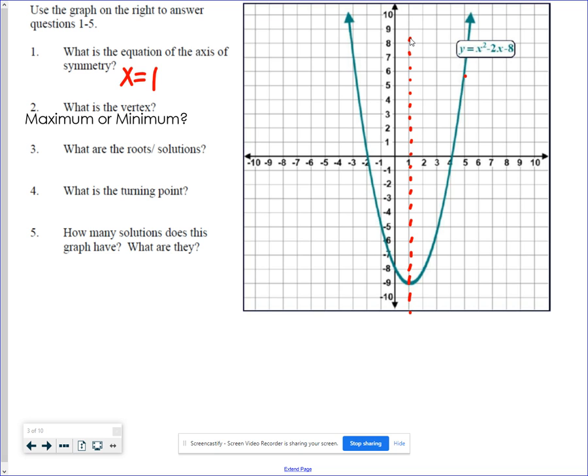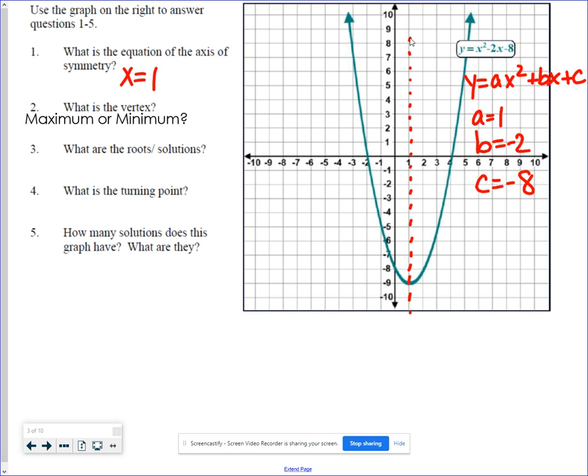Remember, this equation is really ax squared plus bx plus c. So in this, I don't see a number in front of the x squared. That means that the a is 1. I know that I should be adding the number in front of the x. I'm really subtracting, which means that the b is -2. And then the c is really going to be -8.